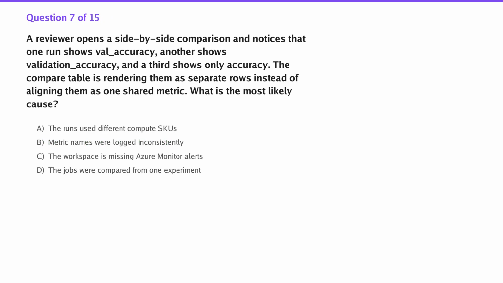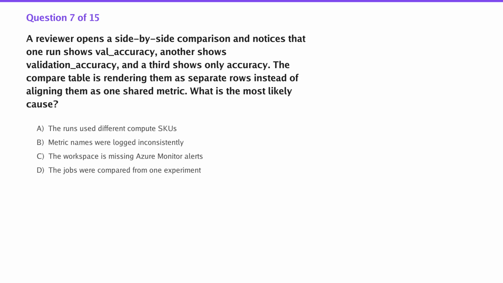A reviewer opens a side-by-side comparison and notices that one run shows val_accuracy, another shows validation_accuracy, and a third shows only accuracy. The compare table is rendering them as separate rows instead of aligning them as one shared metric. What is the most likely cause?